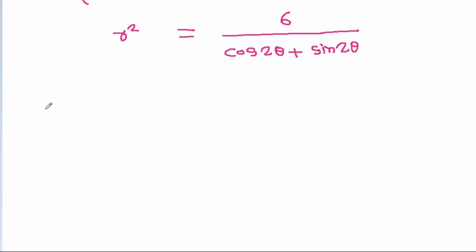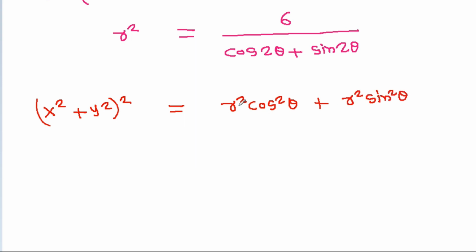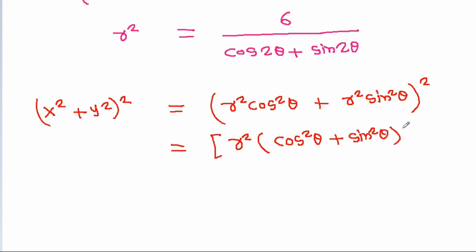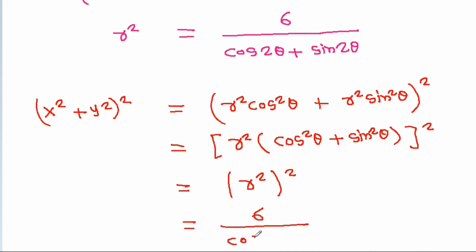and we have to find the minimum value of (x squared plus y squared) whole squared, and x squared will be r squared cos squared theta plus y squared will be r squared sin squared theta, whole squared, and we can take r squared common and we will get (cos squared theta plus sin squared theta) whole squared, and it is r squared, and cos squared theta plus sin squared theta will be 1, whole squared, and r squared is equal to 6 by (cos 2 theta plus sin 2 theta), whole squared.